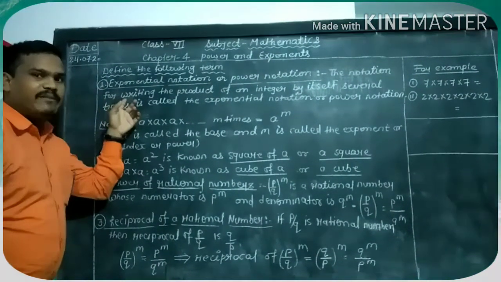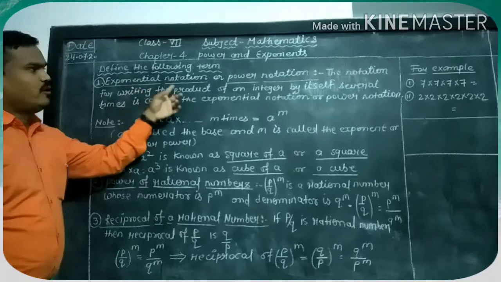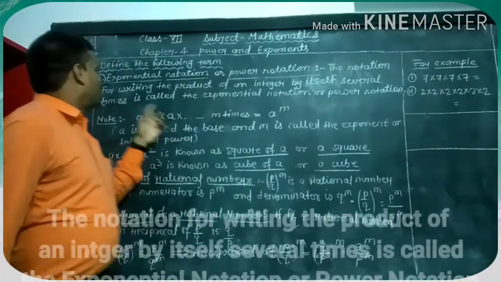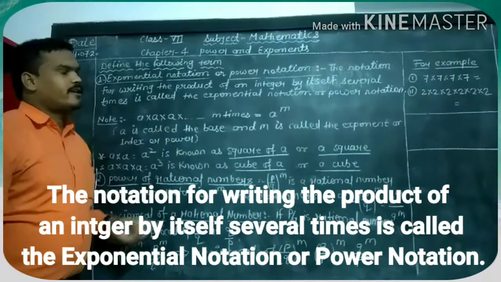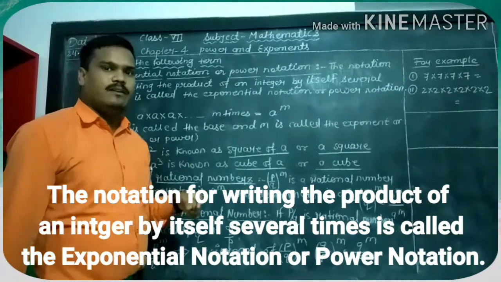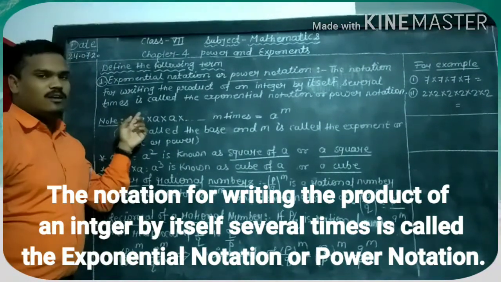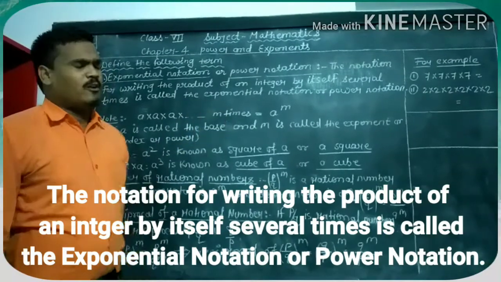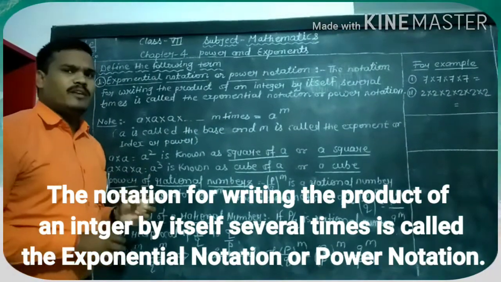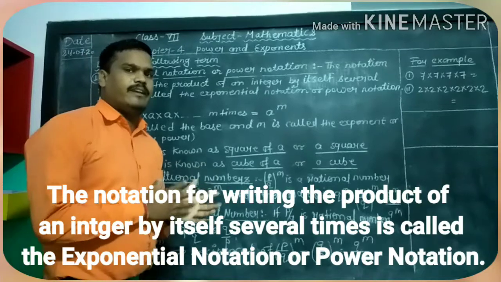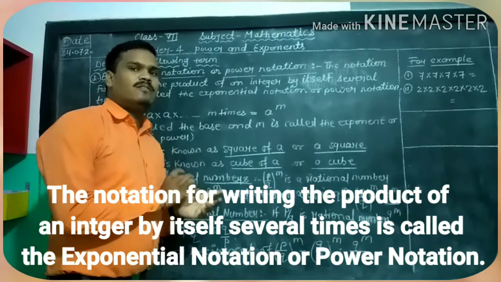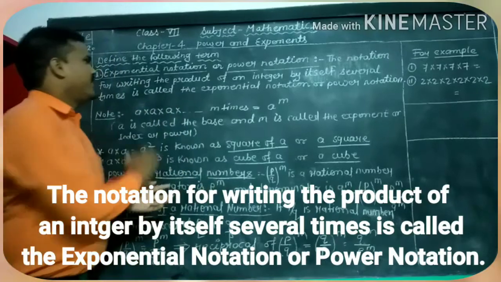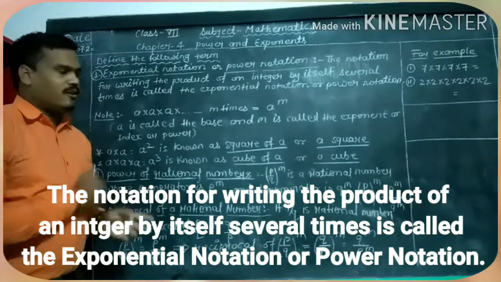So, see the definition of exponential notation. What is called exponential notation? The notation for writing the product of an integer by itself several times is called the exponential notation or power notation. In other words, writing a long form number in short form is called exponential notation or power notation.